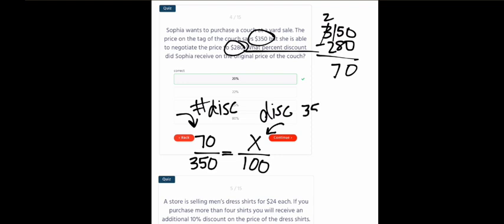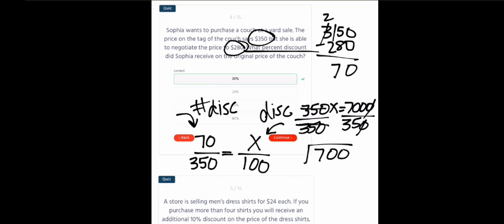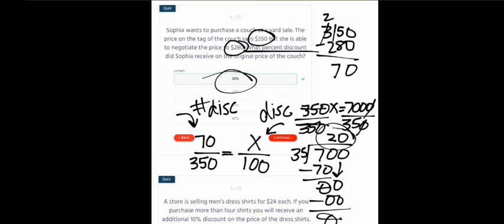So now let's cross multiply. 350x equals 70 plus the 2 zeros of the 100. We're going to divide by 350 so we can get the x by itself. 700 divided by 35. 35 goes into 70 2 times. Oh, sorry. We actually have to break down another 0. 35 goes into 0 0 times. And now we can cross it out. So my answer is x equals 20%.